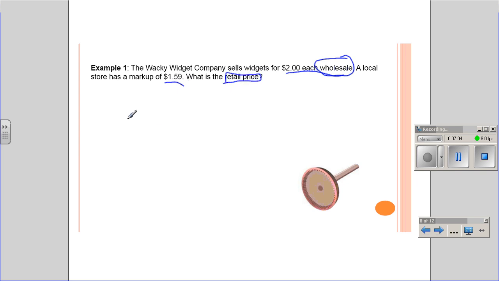Well, remember, the retail price is equal to the wholesale price that the store is charged to buy it from the developers, plus their markup. The little bit they want to make, the profit they want to make on each one they sell.